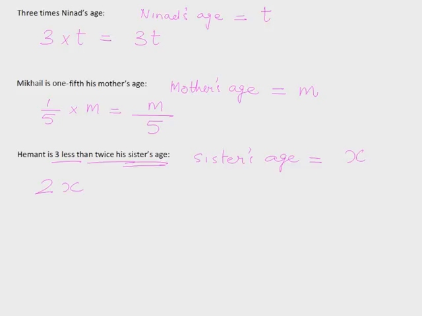We still have not got to Hemant's age, because Hemant is 3 less than twice. So Hemant is 3 less than this. And to get 3 less than 2x, we subtract 3 from 2x. So Hemant's age will be 2x minus 3. That's twice x and then take away 3.